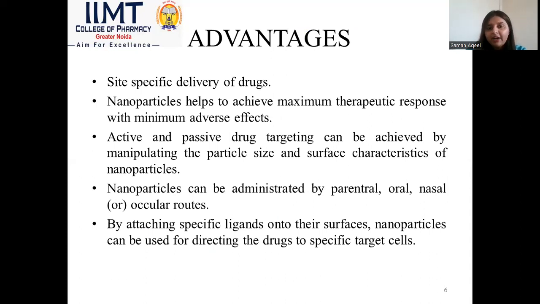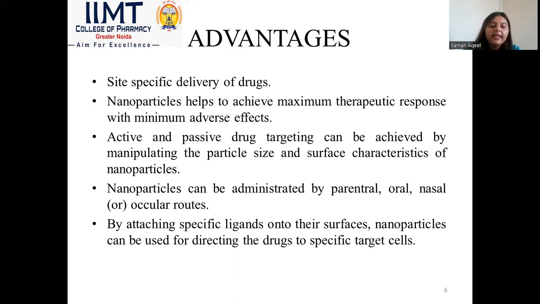Now, here come the advantages of nanoparticles. Nanoparticles are being widely used as a vehicle in drug delivery systems. There are a number of advantages. First one is the site-specific delivery of drugs. You can deliver the drugs to a specific site with the help of these nanoparticles. The second one is that nanoparticles help to achieve maximum therapeutic response with minimum adverse effect. The therapeutic response is very high, and the adverse effect is very less.